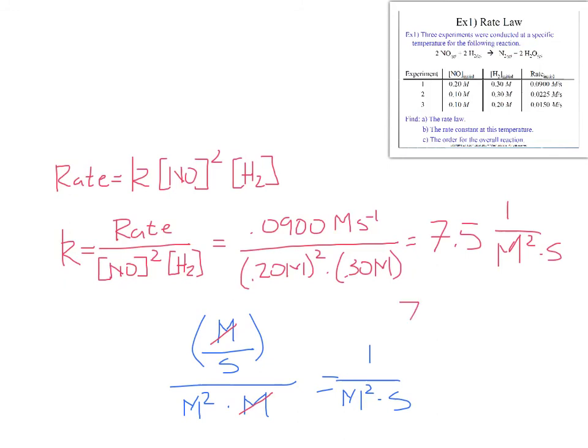Or another way of writing that would be 7.5 M minus 2 times s minus 1. Other than that, with rate constant, and this is different than other constants, like an equilibrium constant, they have to have units on them. Typically on a question you're going to see on a free response, they're going to give you 1 point for the correct answer, 1 point for the correct units. So being able to write your units in the equation, solve for them, is worth half your points.